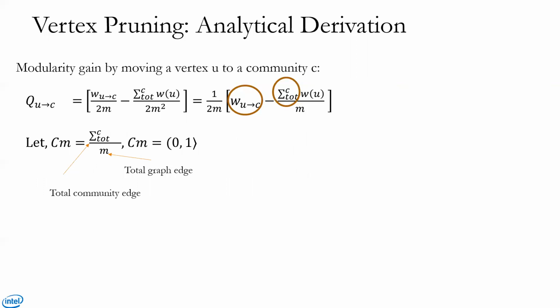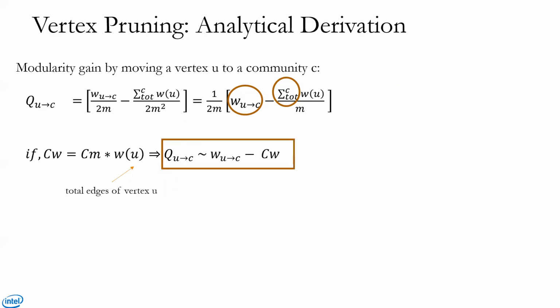If we assume that Cm is C dot over M, then Cm is a value that is less than 1, because M is the total edge weight of the graph. If Cw is equal to Cm times Wu, where Wu is the total edges of vertex U, then the modularity gain equation can be rewritten as follows if we ignore the 1 over Cm term, which is common for both terms in this equation.